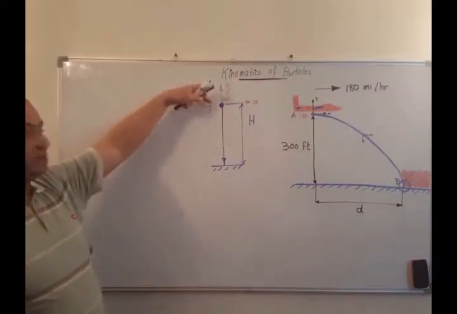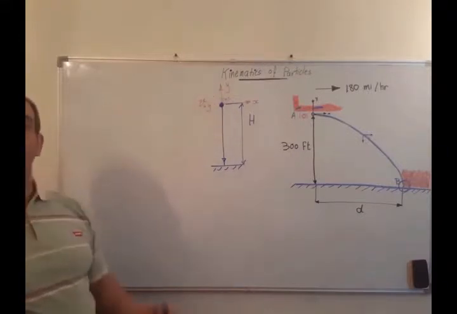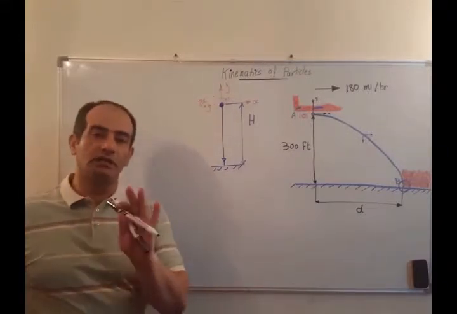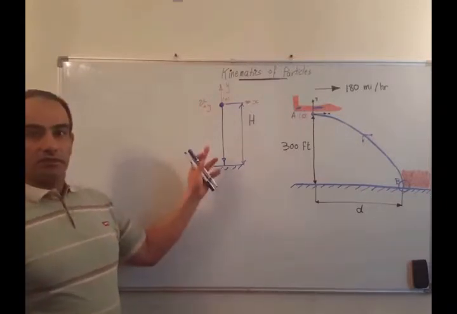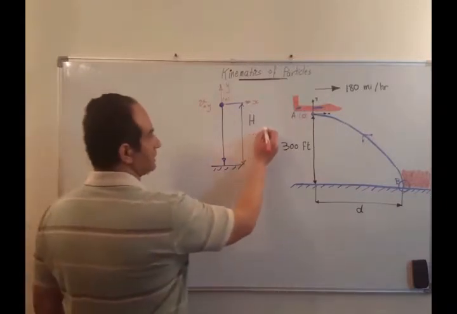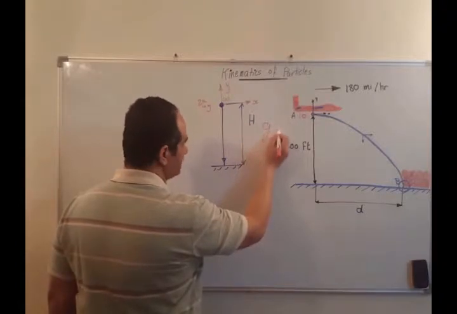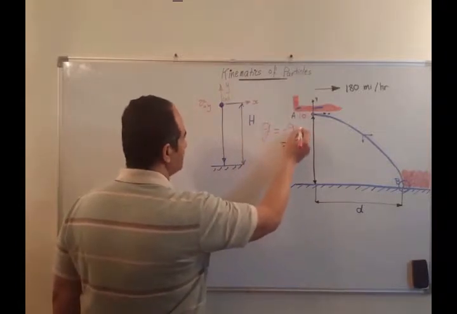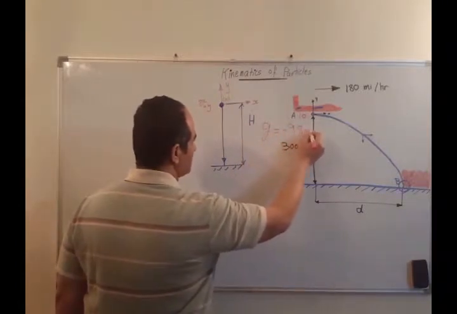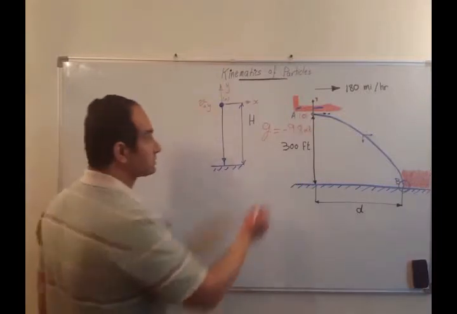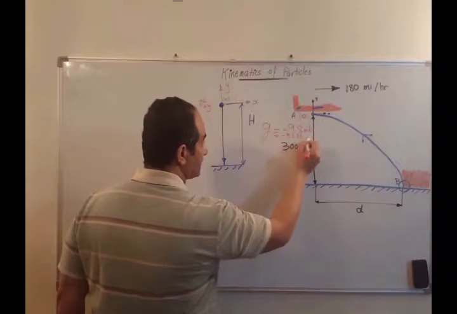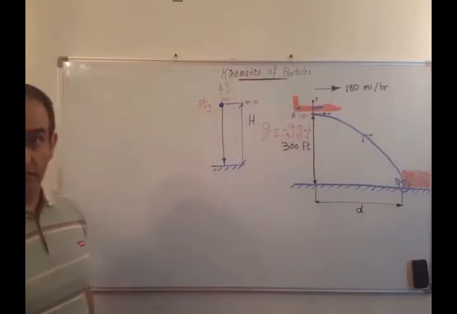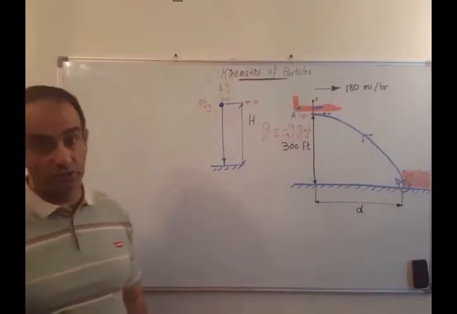When we drop this particle, it will be subjected to the gravitational acceleration, to the gravity. So, the gravitational acceleration, g, equals minus 9.8 meters per second squared, in other words, minus 32 feet per second squared. That's the gravitational acceleration.